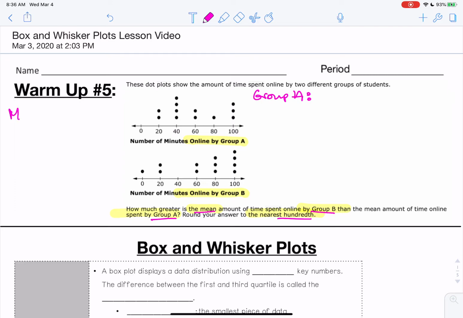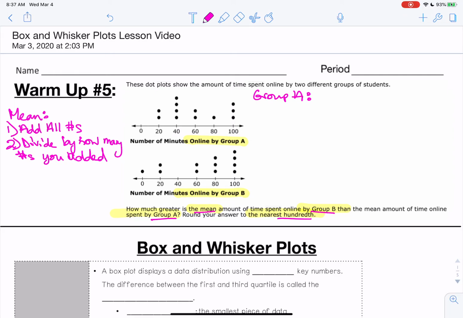So mean. Step 1, add all the numbers, and then step 2 is divide by the number of, let me write this a different way, how many numbers you added.